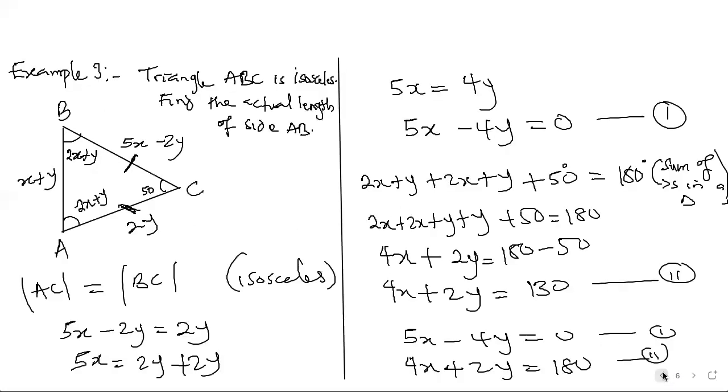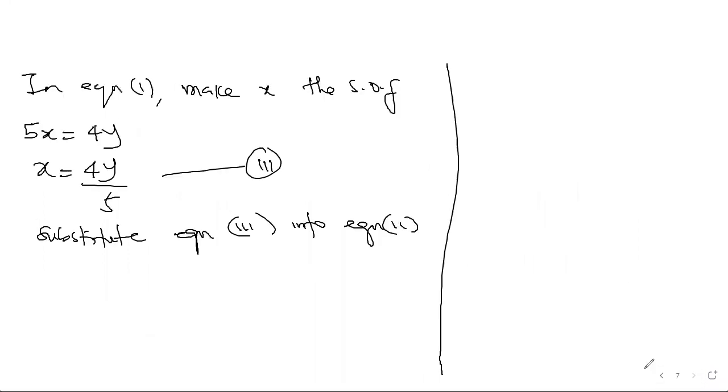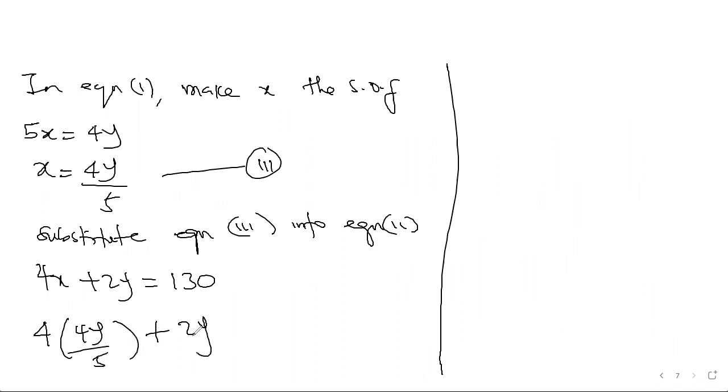Oh, sorry, there's an error here. It should be 130, sorry. So 4x plus 2y equals 130. And if I substitute x equals 4y over 5 here, I'll have 4 times 4y over 5 plus 2y equals 130. If I open that bracket, I'll have 16y over 5 plus 2y equals 130.